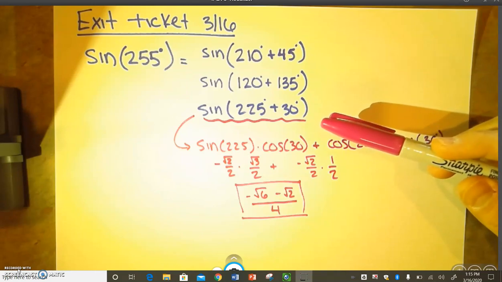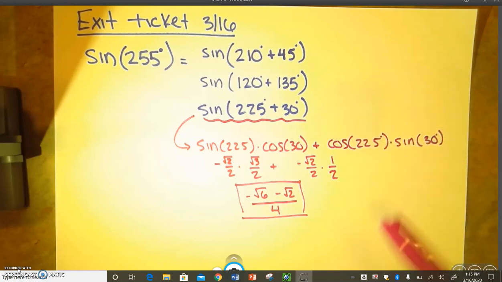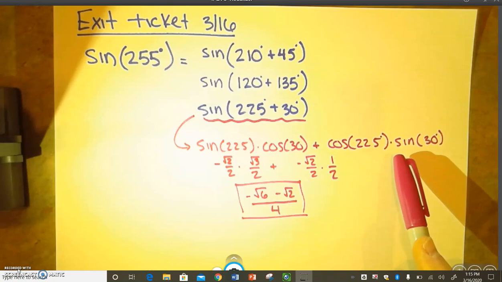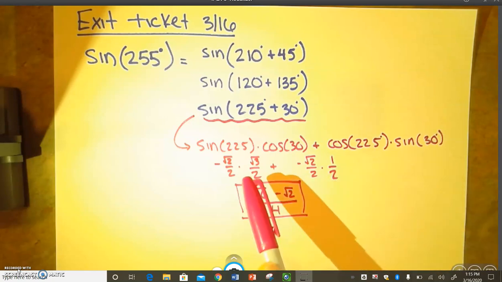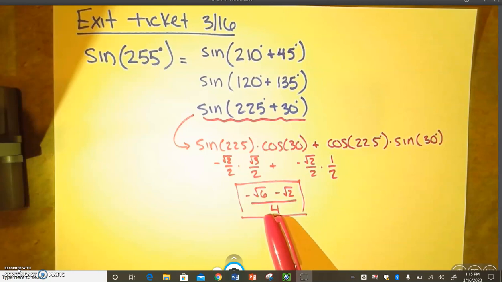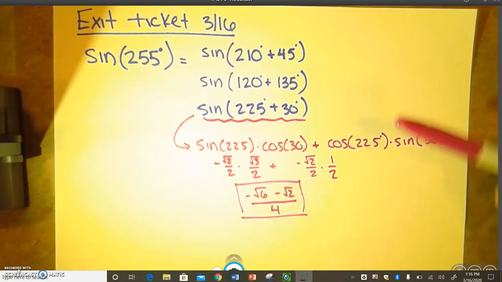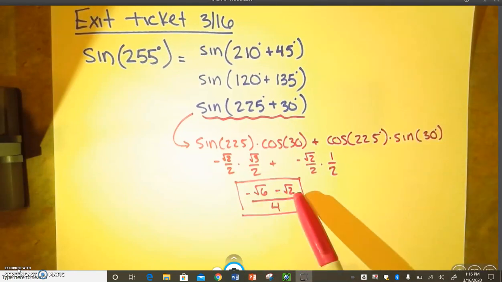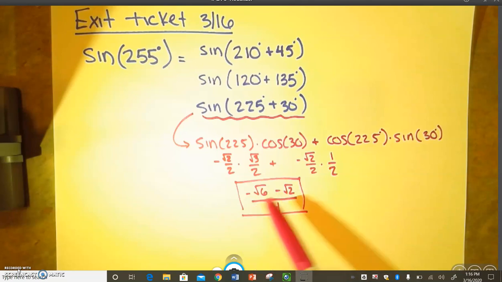The last one, when you use 225 plus 30, substituting into your formula, evaluate each from the unit circle, and simplify and combine. You have negative radical 6 minus radical 2, all over 4. The only thing that would have been different if you used a different pairing would be maybe a different order of terms, but it would all be equivalent.